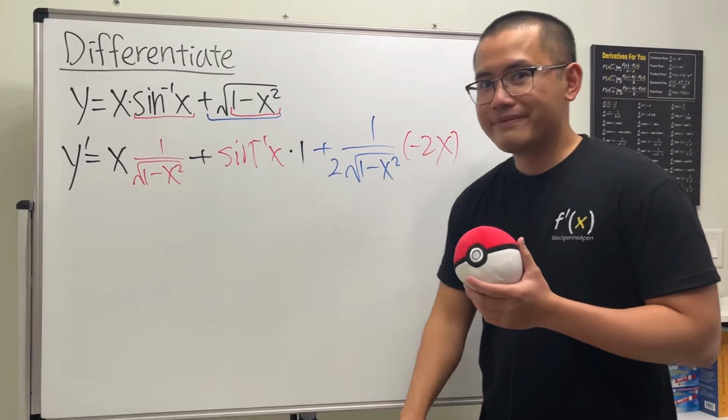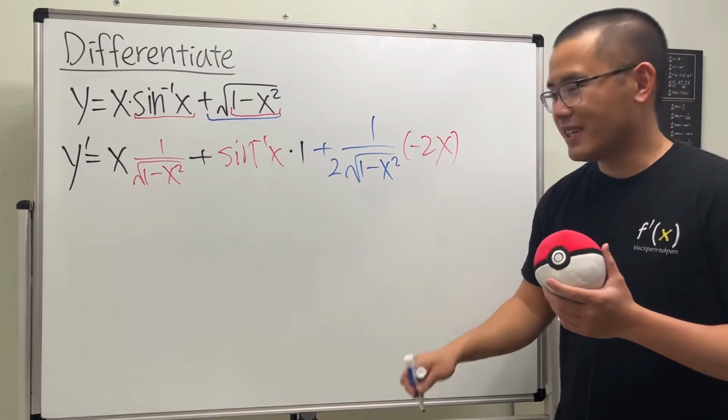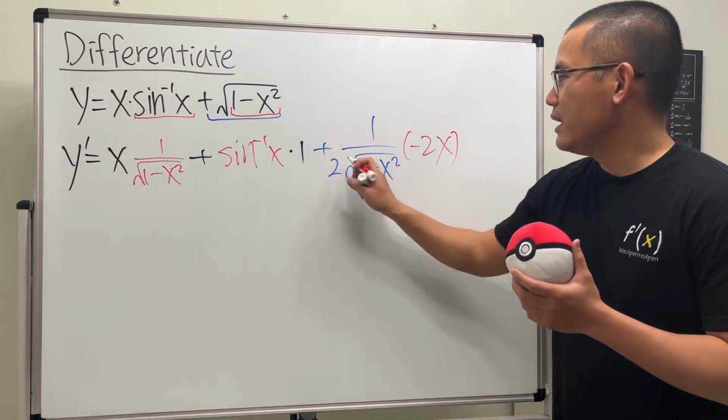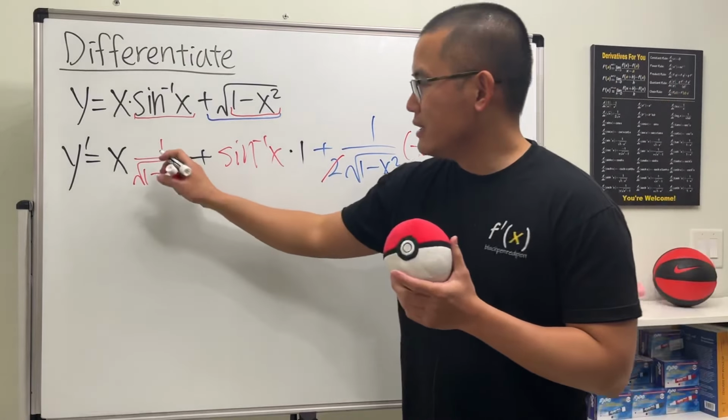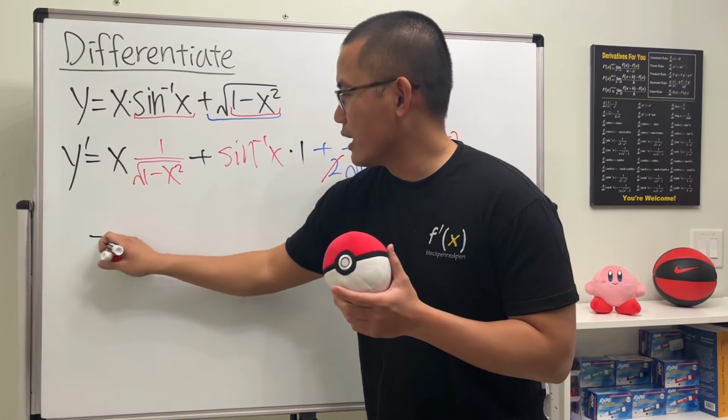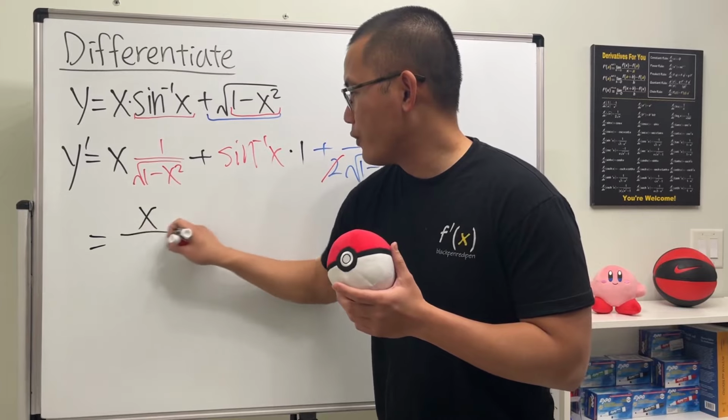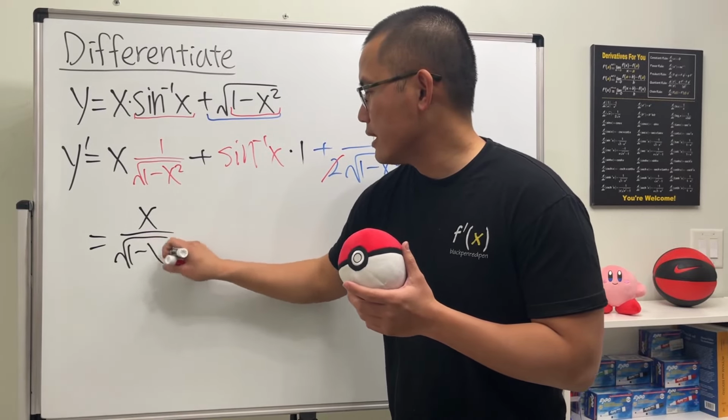Pretty cool. You know what's cooler? Check this out. We can actually cancel the 2's. And moreover, you see this right here is x. Let me just write down everything again. This is x over square root of 1 minus x squared.